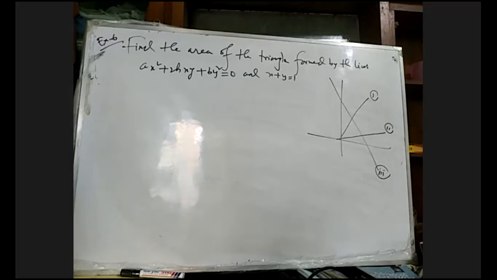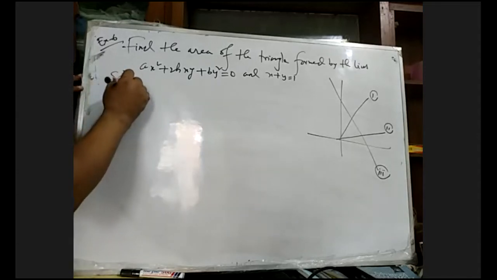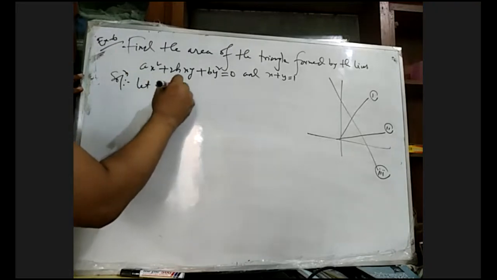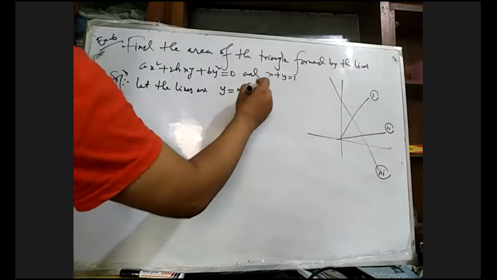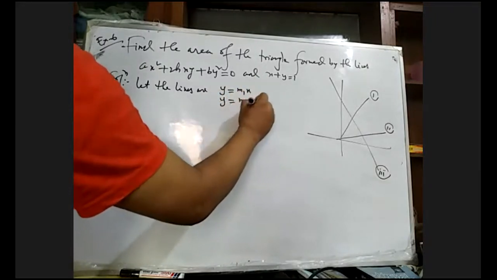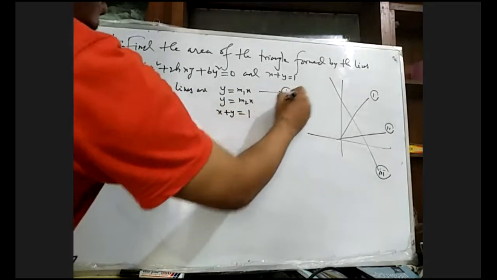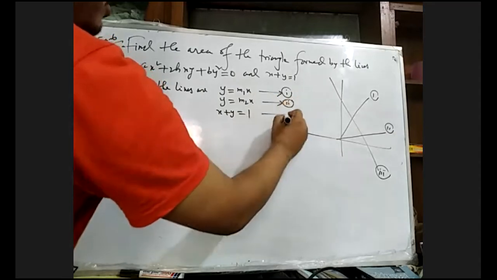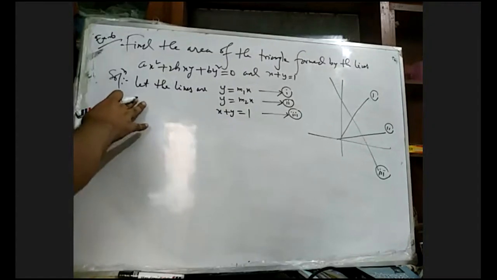Okay. The area of the triangle formed by the lines. Let the lines be y equals m1x and y equals m2x. Another one is x plus y equals 1. This is the first equation, this is the second equation, and this will be the third equation.